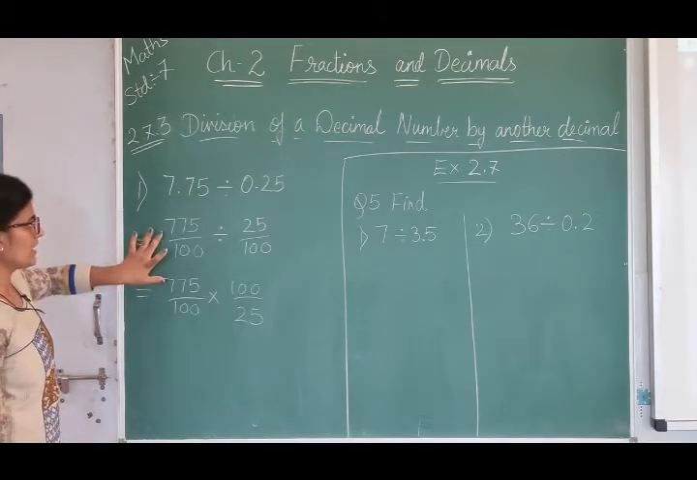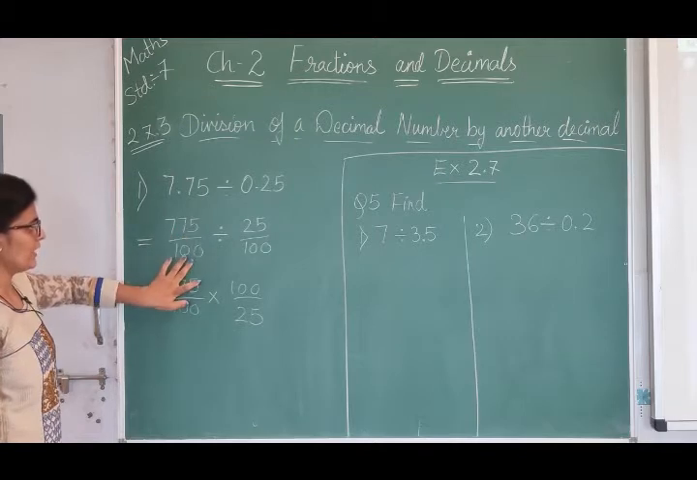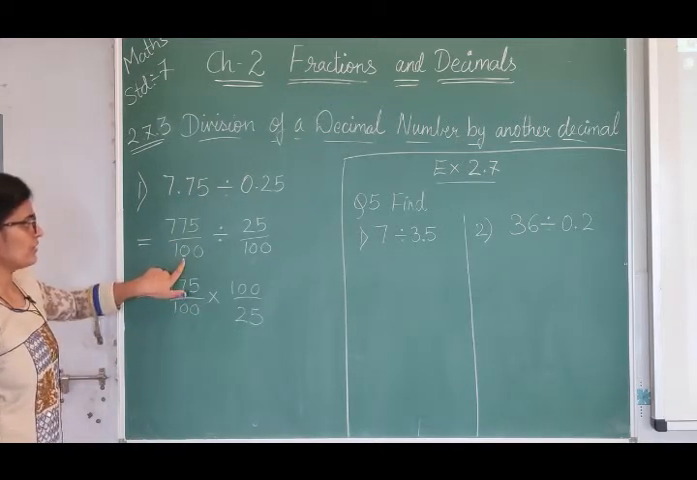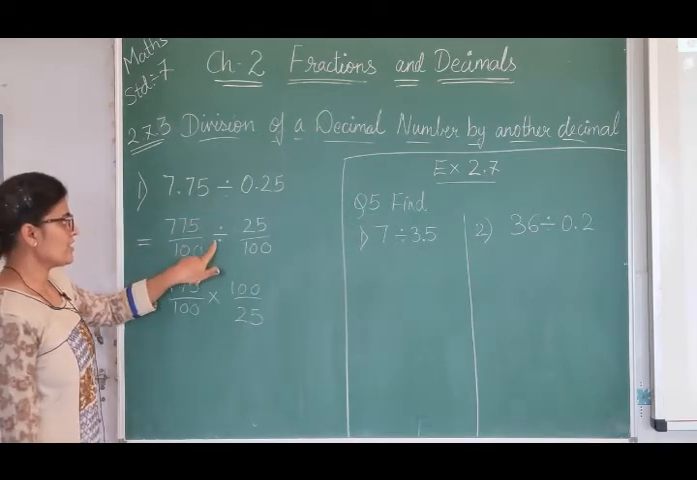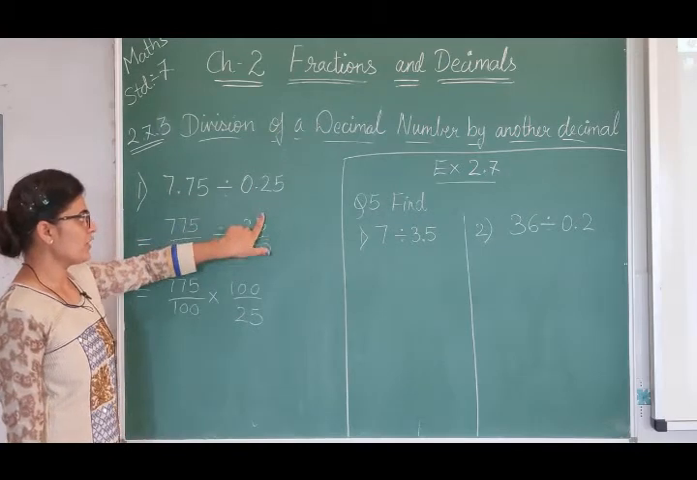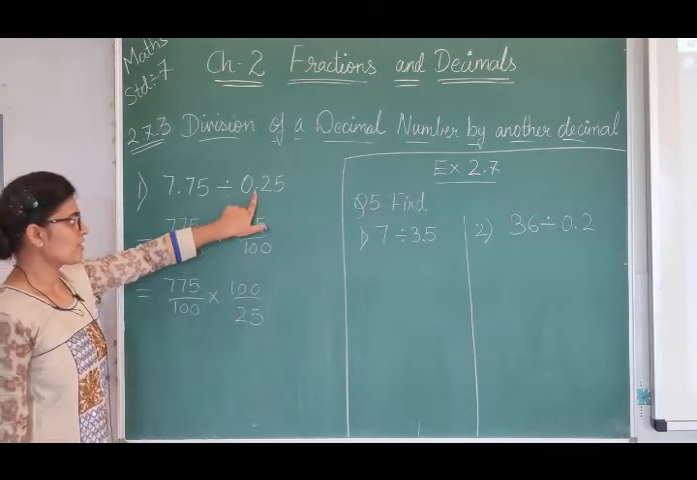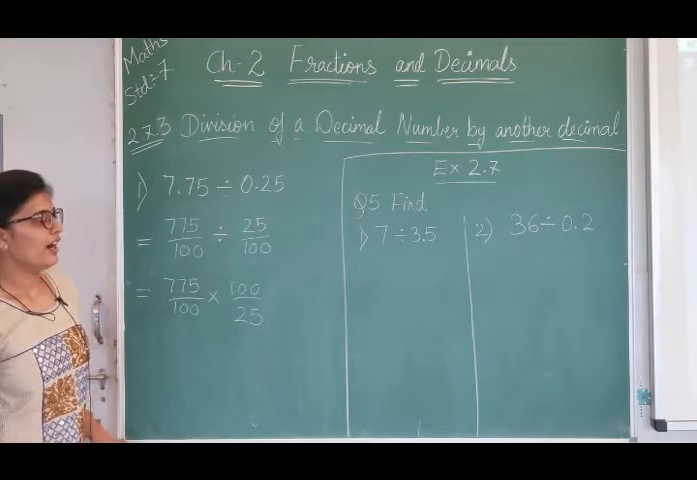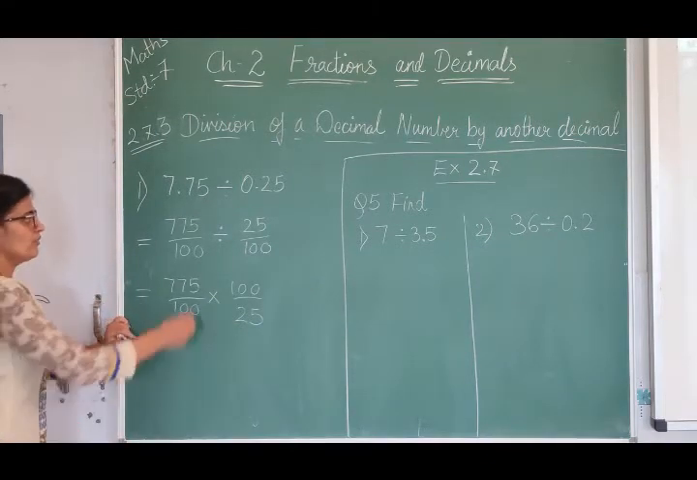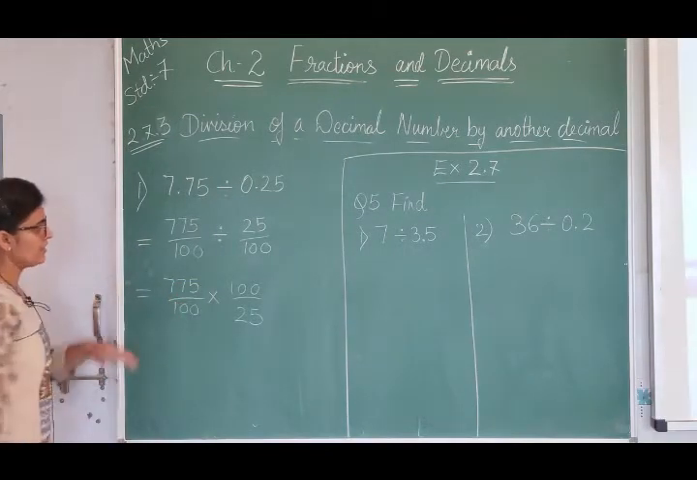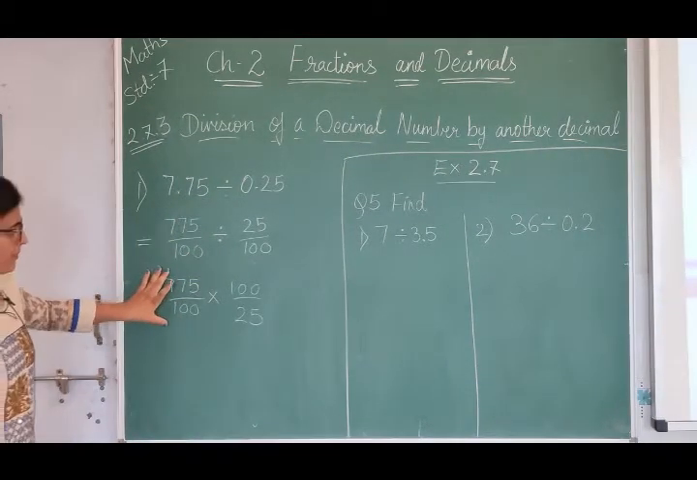7.75 can be written as 775 divided by 100, because after the point 2 digits are there, so we have to divide it by 100. Again the division sign we will put as it is, and 0.25 can be written as 25 divided by 100, because after the point 2 digits are there, so we have to divide them by 100. Now this same we will copy down, 775 divided by 100. The first one we will copy down as it is.